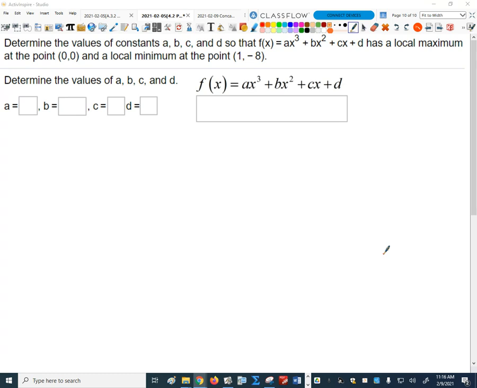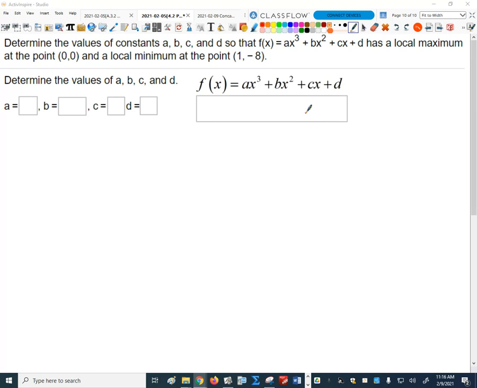I need an equation here. Give me somebody, how can I use that information? All I know is that f of x has a local maximum at the point (0, 0) and a local minimum at the point (1, -8). Well, you know one of the solutions to f of x is 0. Okay, right. So I know that (0, 0) is a solution of this equation, right? x equals 0, y equals 0. Everybody get that?